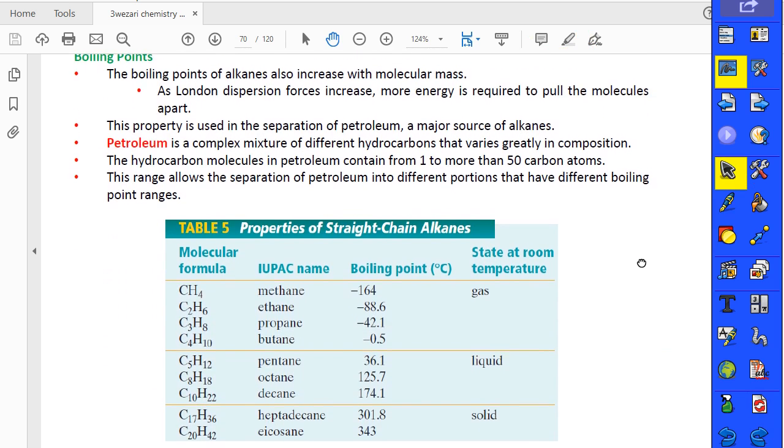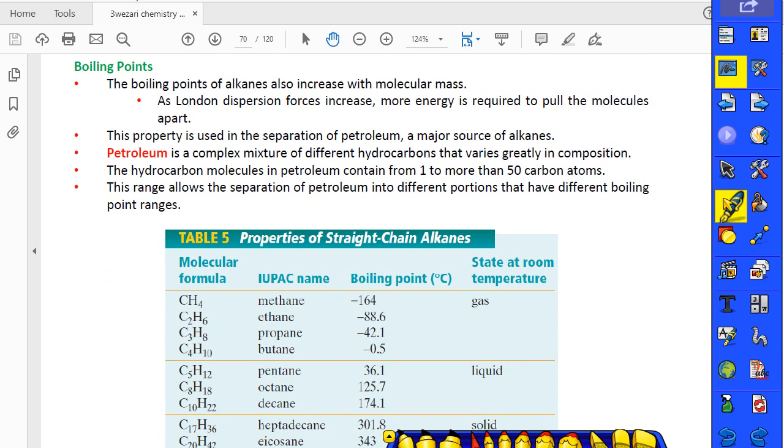Boiling points are important. Every alkane has a different boiling point because of the number of carbons. The boiling point of alkanes also increases with the molecular weight. It means that as the number of carbons increases, the boiling point also increases. Number of carbons and boiling point are directly proportional. If an alkane contains a higher number of carbons, it has a higher boiling point.